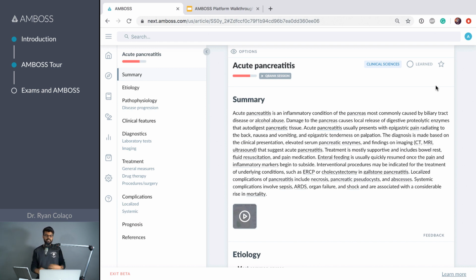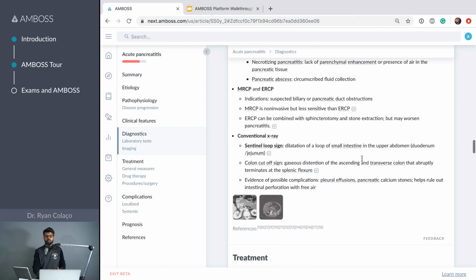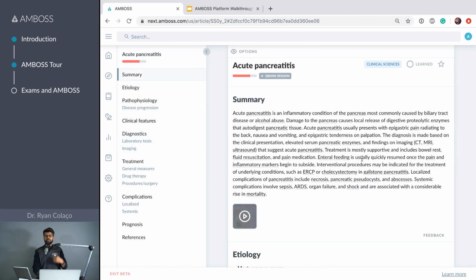We've kept everything combined. So when you read acute pancreatitis, you don't just read how it looks like and how to treat it, but also everything about it. But all that said, you will notice everything in AMBOSS is in point form, so you don't waste time, and it is not very heavy to read.